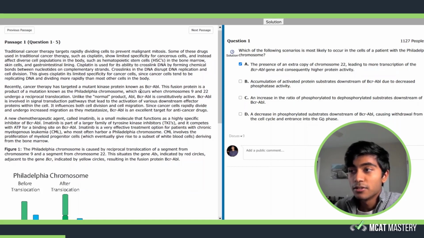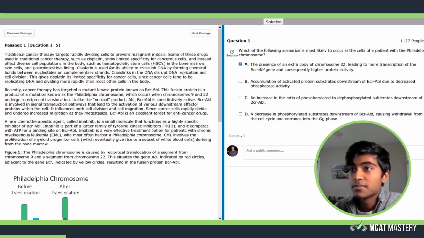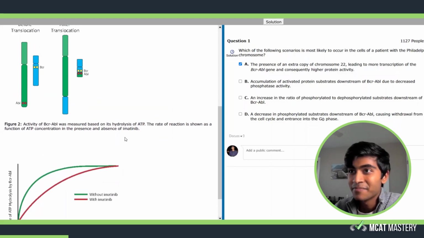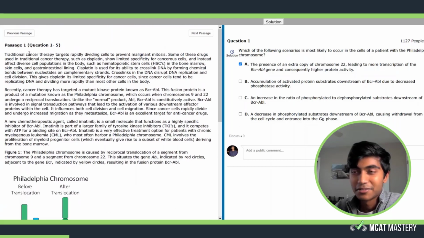So what we're going to do is first just take a little glance over the whole thing. You know, we see a little graph here. It looks like Michaelis-Menten. So we're thinking about some inhibitors here. And then we see cancer right in the beginning. So that's kind of our intro to our mental model. This passage is going to be about cancer, some connection with cancer.